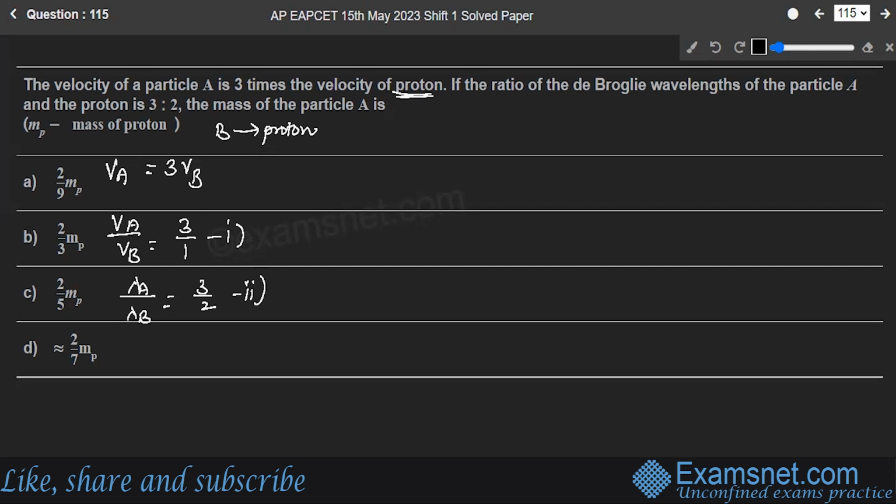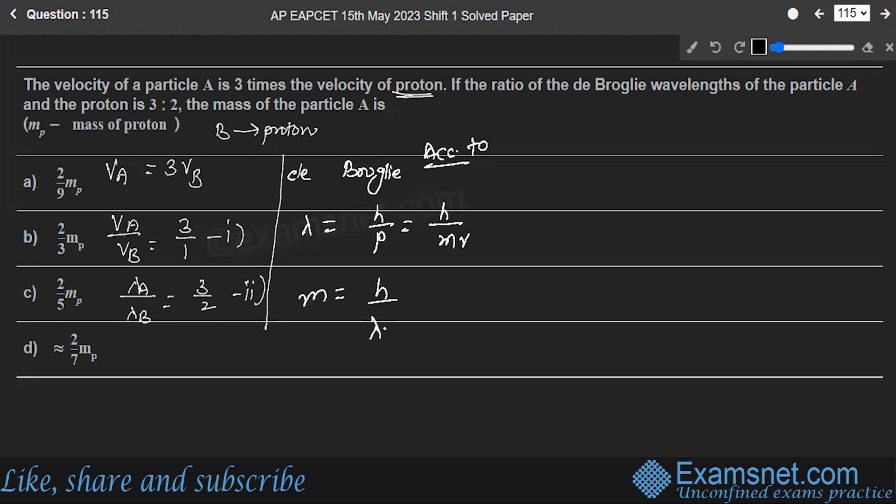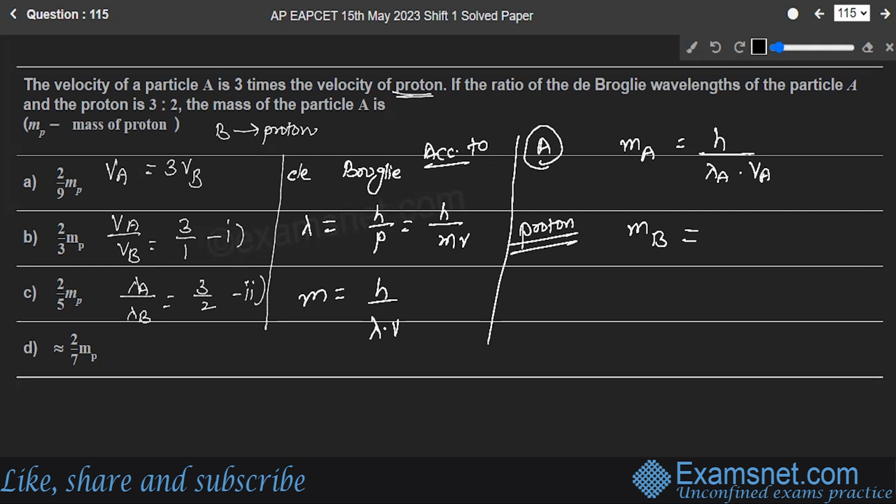Okay. So now de Broglie's wavelength is given by, according to him, wavelength is given by h upon p, which is equal to h upon mv. So m is equal to h upon lambda into v. Now, for particle A, what will it be? Mass MA will be given by h upon lambda A into VA. And for particle B, which is your proton, MB is equal to h upon lambda B into VB.